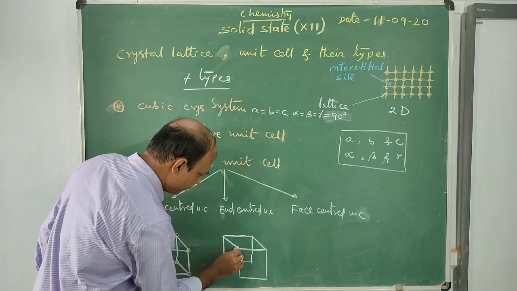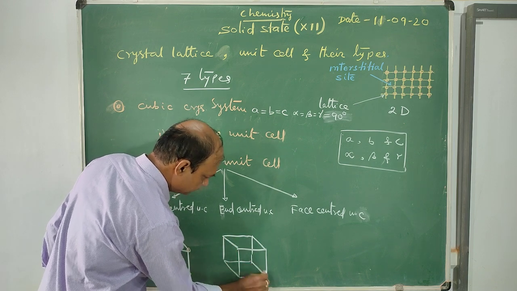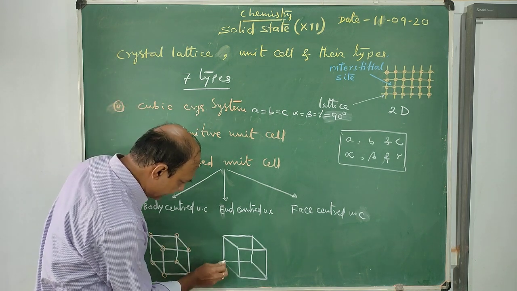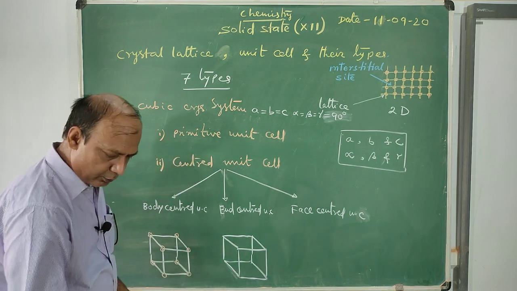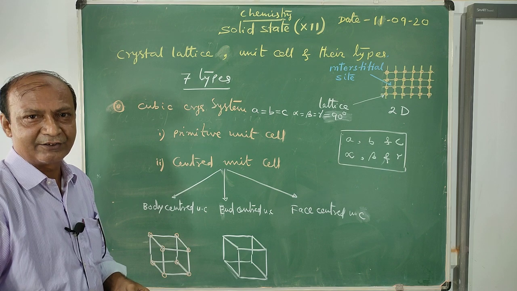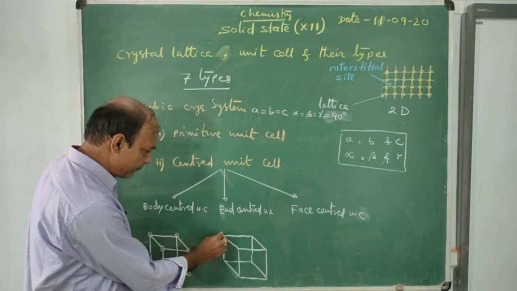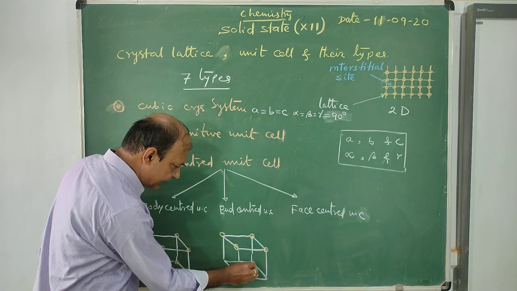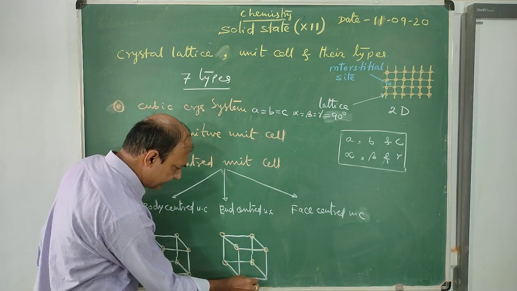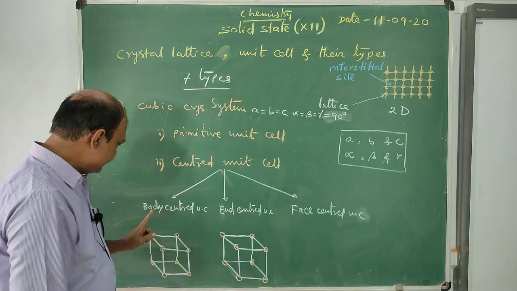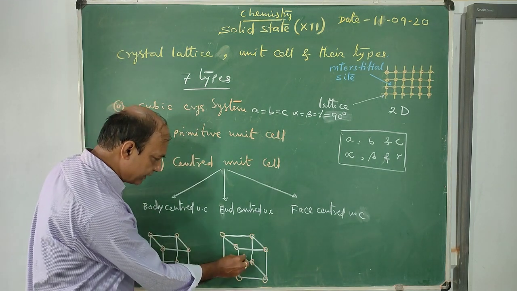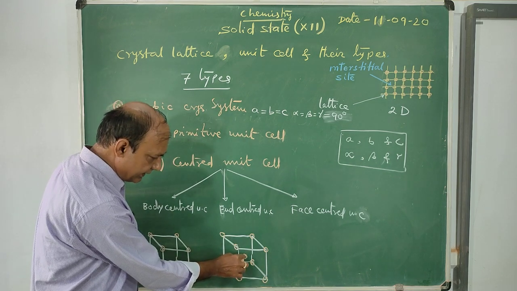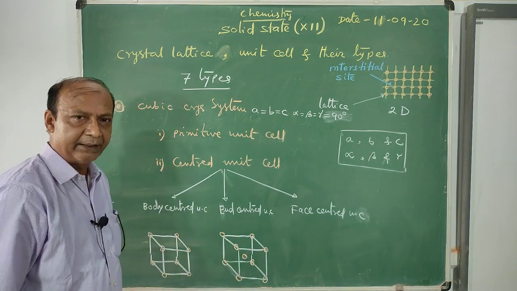First you draw a cube, okay, then you give the position. The particles will be present at the corners. Without the particles at the corners, there will be no shape of the unit cell. So particles will always be present at the corners. In addition to that, there is a particle at the center of the body. This is the particle which is at the center of the body. See, it is just at the center of the body.